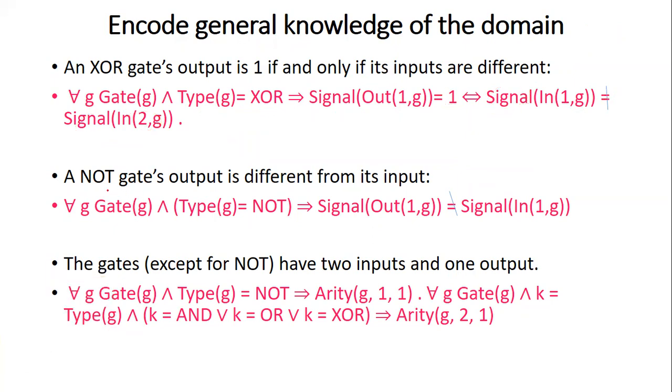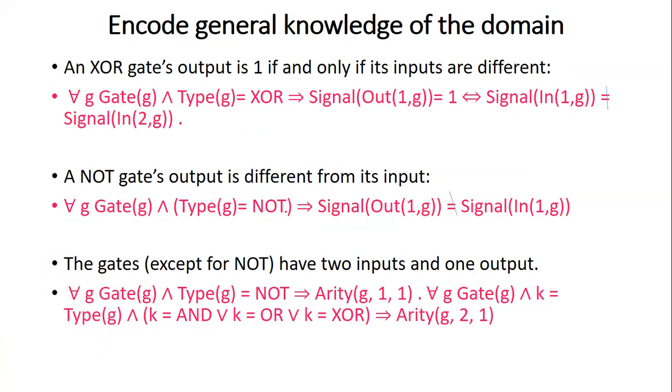Then NOT gate. The NOT gate's output is different from its input. So its output will be just the reverse of the input. So for all G, gate of G, and type of G is equal to NOT, it implies that the first output of the gate, its signal, will not be equal to its input. The first output of this gate will not be equal to the first input of the same gate. So that is how we derive the NOT gate.